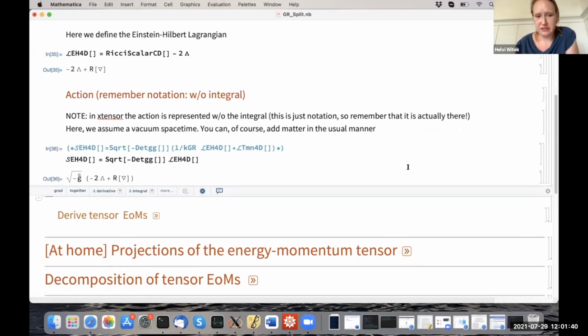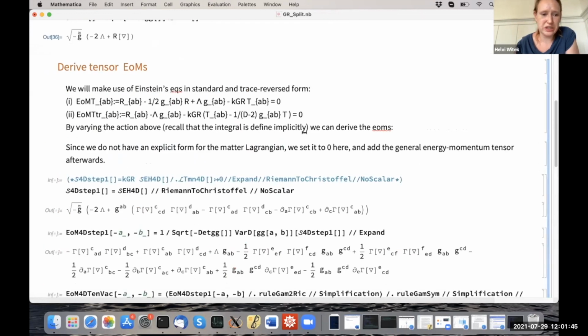Okay, good. So now we have our action, and to get our field equations, we know that we need to vary this action with respect to our metric.